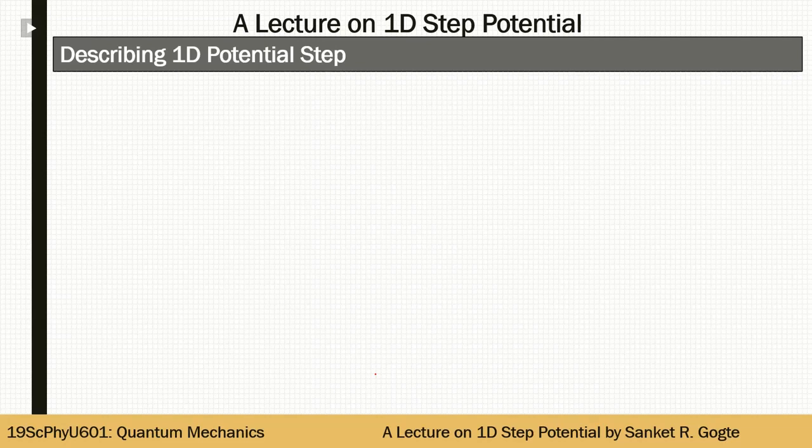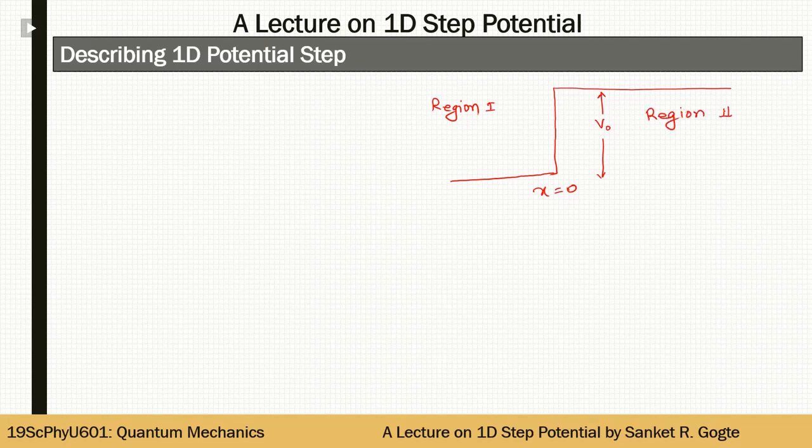So the potential is like this. We have this as the x-axis and the potential is 0 from minus infinity to x is equal to 0. At x is equal to 0, the potential jumps to a constant, finite value V0, and it stays constant after that for the rest of the x-axis. So this is the potential. This is our region 1, which is from minus infinity to 0, where the potential is 0, and this is the second region, region 2, which is from x is equal to 0 to x is equal to infinity.